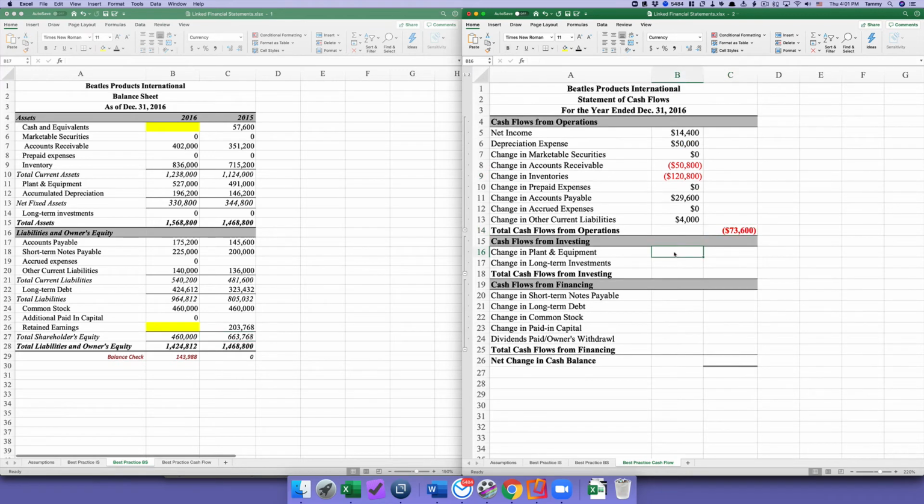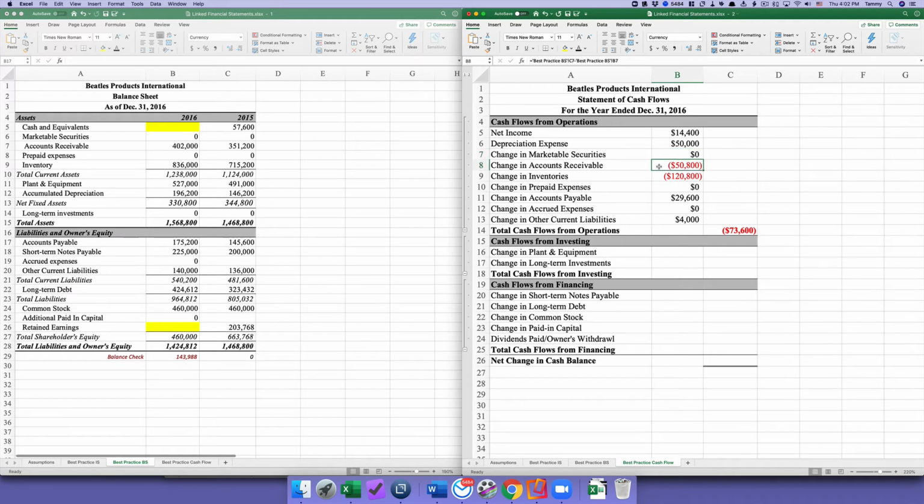Okay. Now we're going to look at our cash flows from investing, and just like when we were looking at assets above, if we have an increase in an asset from one year to the next, that means it's a negative cash flow. We had more accounts receivable this year.